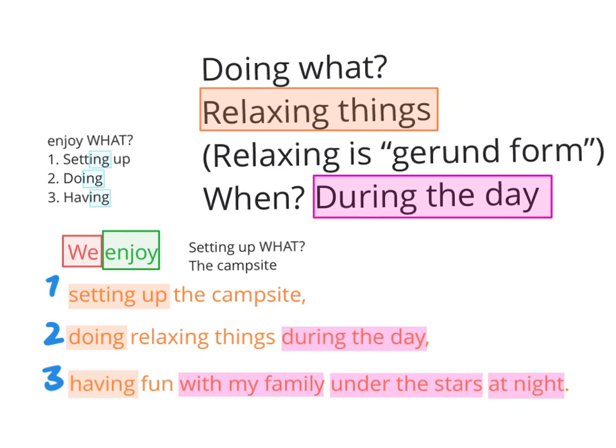So in number 2, we say doing relaxing things. What are we doing? Relaxing things. When are we doing it? During the day. Doing relaxing things during the day. That is a group of words. That is number 2. Let's look at number 3.